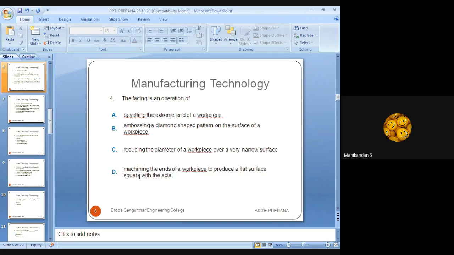The facing is an operation of beveling the extreme end of the workpiece, embossing a diamond shaped pattern on the surface of the workpiece, reducing the diameter of the workpiece over a very narrow surface, machining the end of the workpiece to produce a flat surface square with the axis.